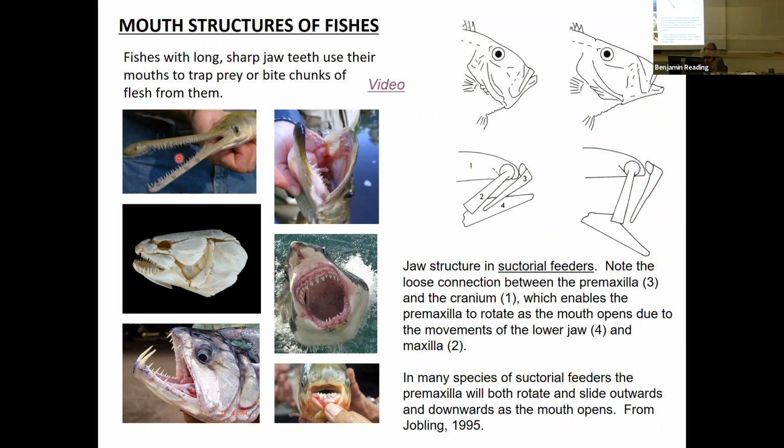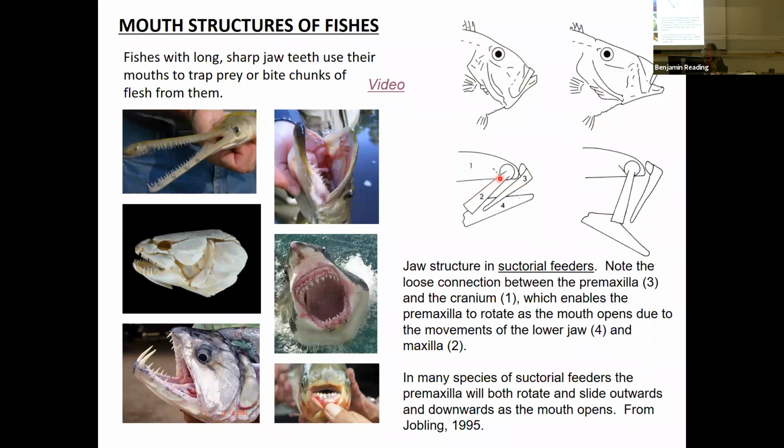Sometimes they're swallowing stuff whole or tearing stuff. Other times they're biting chunks apart. But these are the oral teeth, and all have different mechanisms. And then here again is this most evolved suctorial feeding jaw, something you might see in a largemouth bass.